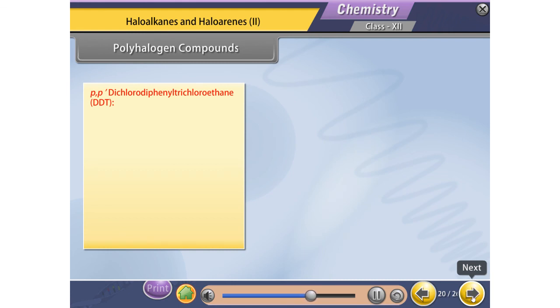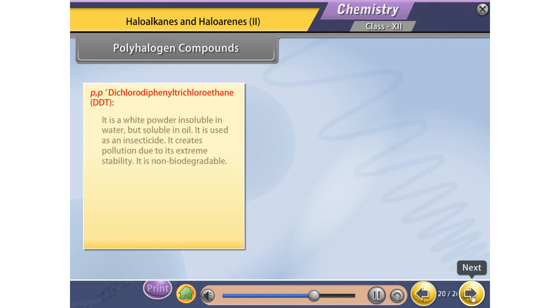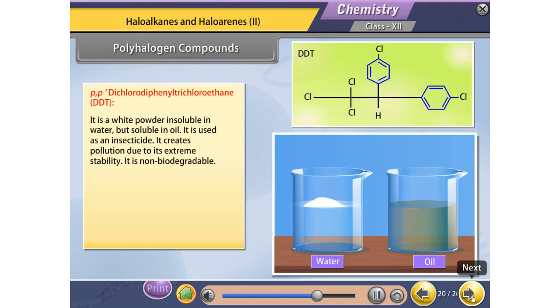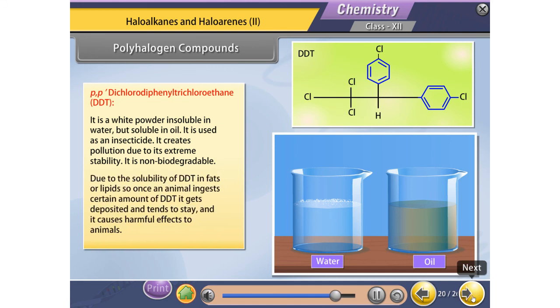p,p'-dichlorodiphenyltrichloroethane. It is a white powder, insoluble in water, but soluble in oil. It is used as an insecticide. It creates pollution due to its extreme stability. It is non-biodegradable. Due to the solubility of DDT in fats or lipids, once an animal ingests a certain amount of DDT, it gets deposited and tends to stay, and it causes harmful effects to animals.